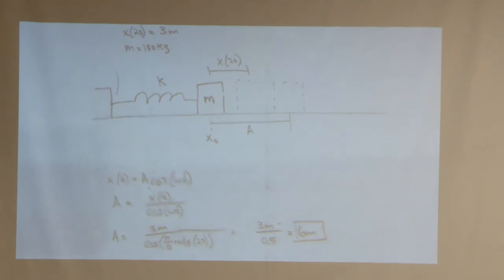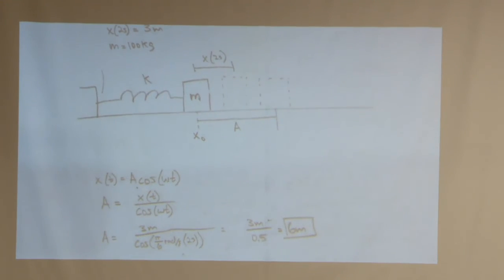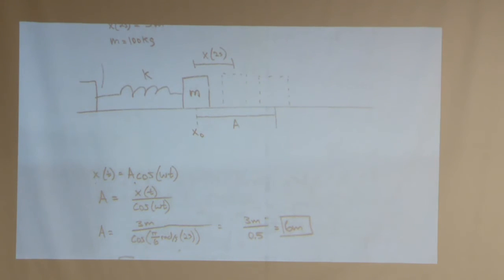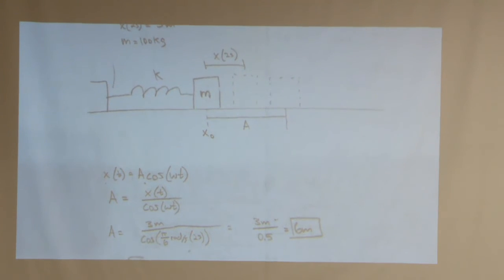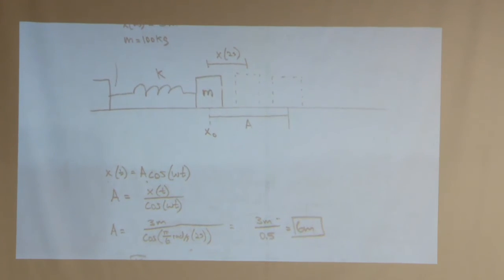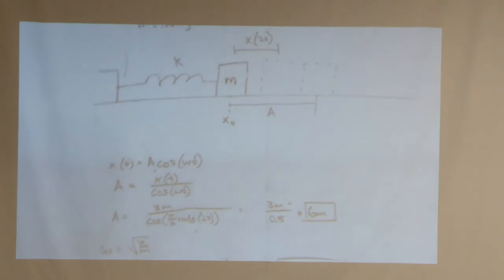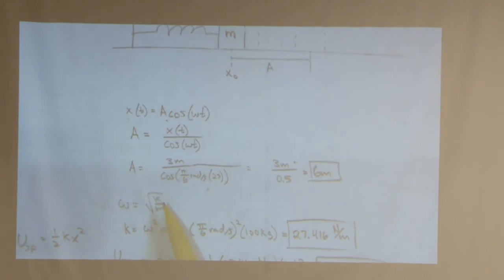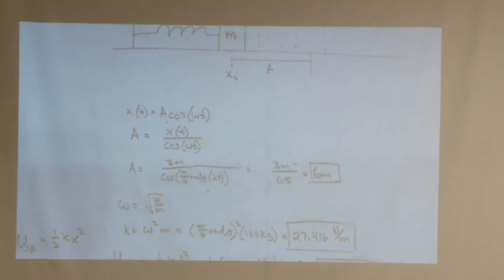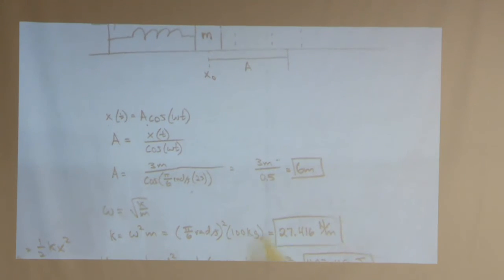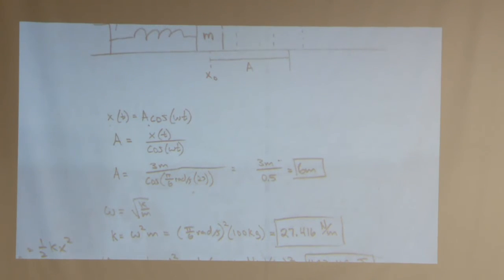So the second question asks to find the spring constant. So what do you think you would use to find the spring constant? So if you look at your formula sheet for oscillations, you don't have many equations. So it's pretty easy to figure out which one to use, the only one that has k in it, right? So omega is equal to the square root of k over m. We were given the mass, we were given omega, so we can find k as omega squared times m. So we plug in those values and we get k as 27.416 newtons per meter. All right?